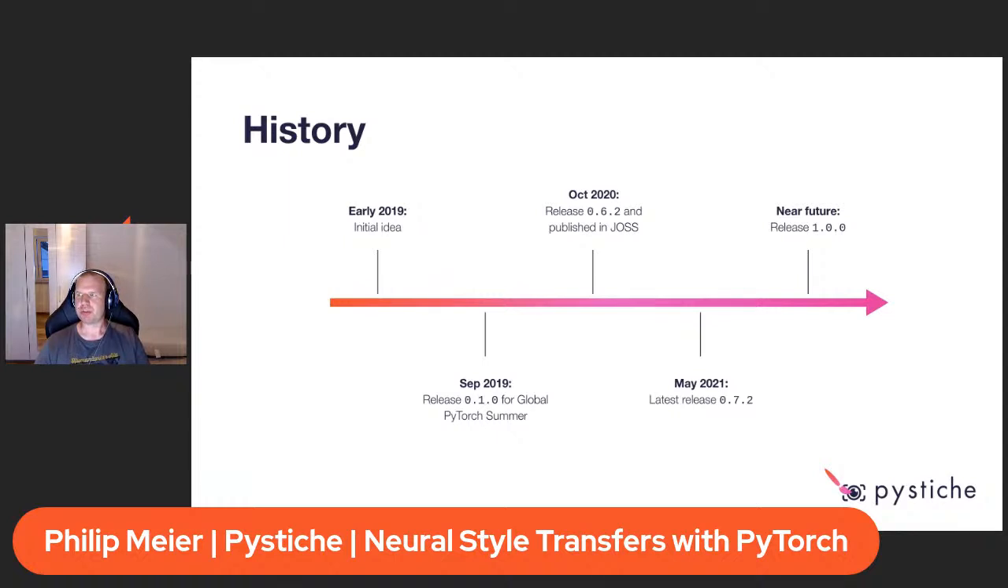Some of you may not know it, but there is a journal called the Journal of Open Source Software, JOSS in short. They basically do exactly that. You get a software peer review, and they will publish your package if it adheres to their standard. And this was October last year. Basically I got Pystiche published with the release 0.6.2. So now it's not only possible for researchers to cite it, but it's also encouraged.